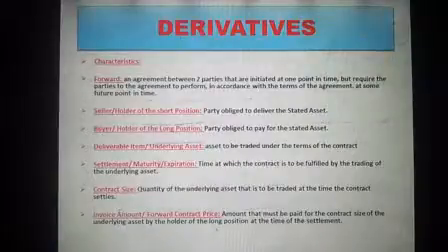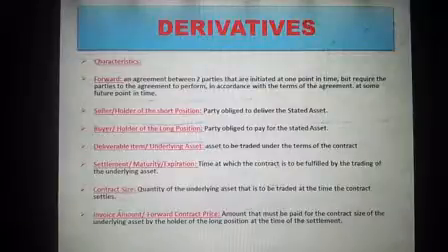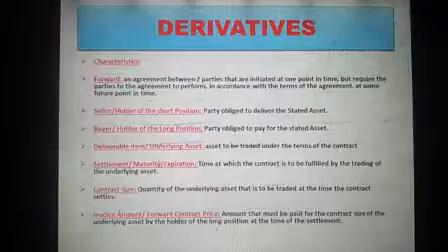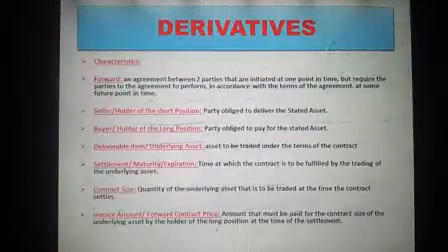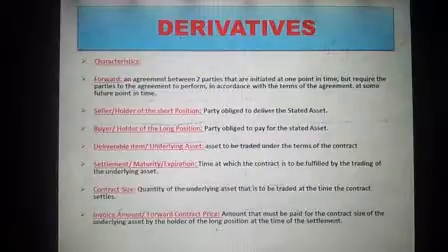And now let us look at a different one, which is settlement, or maturity expiration. The time at which the contract is to be fulfilled by the trading of the underlying asset is the settlement or the maturity expiration. You can make a note or take a screenshot.